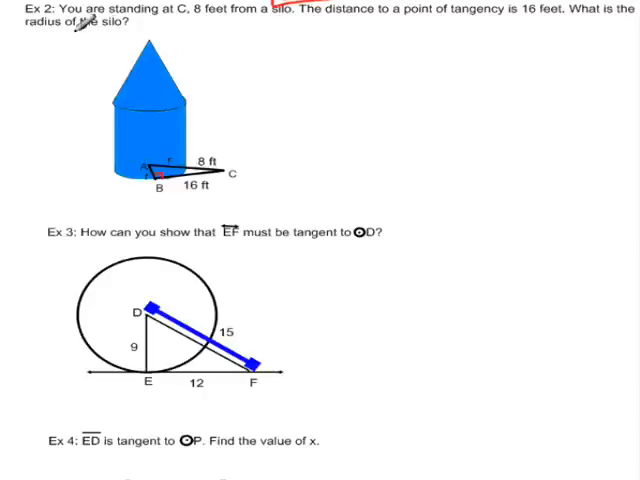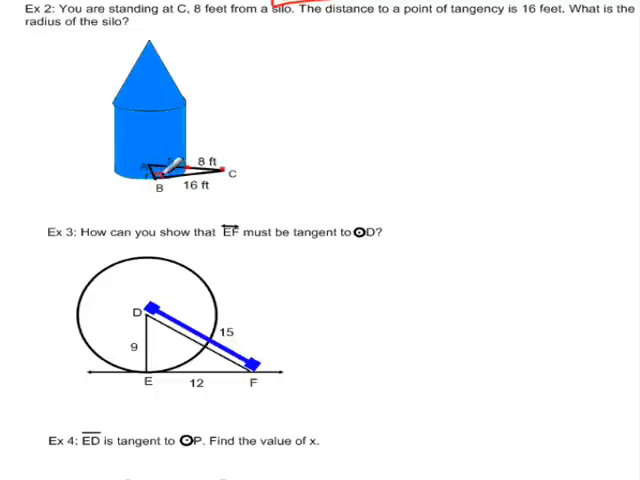Okay, let's see what else we can do. Example 2 says if you are standing at C, right here, and it's 8 feet from the silo, that just means this distance from C to the silo is 8 feet. So you don't know the whole distance like you did in the other right triangle. The distance to the point of tangency is 16 feet. So C to B, where it's tangent, is 16 feet. What is the radius of the silo? So this is your radius and this is your radius.